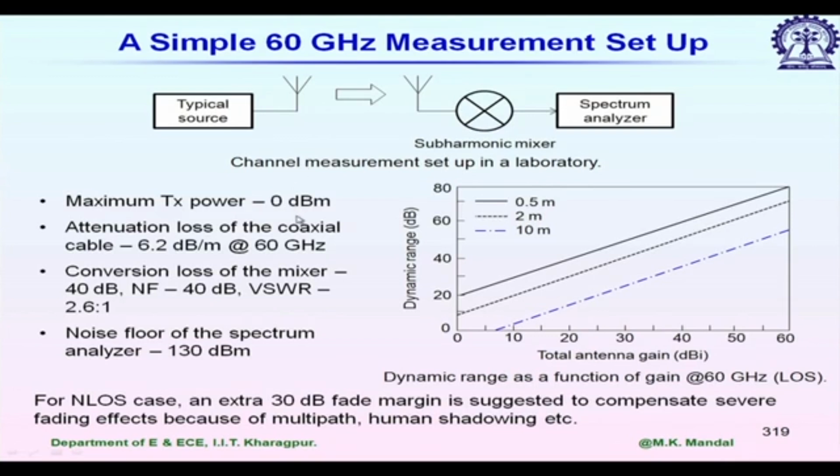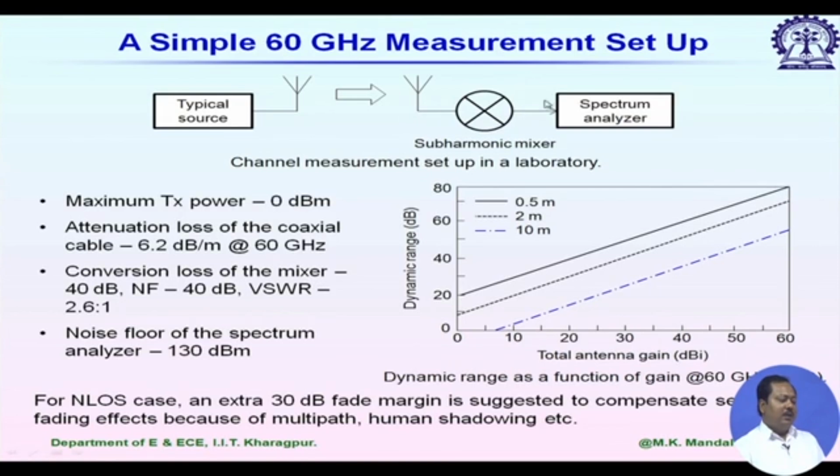A typical 60 gigahertz measurement setup can be anything. For this example, let us say we are going to characterize one antenna which is separated from the transmitting antenna at different distances. We are considering the transmitted power is 0 dBm, that means 1 milliwatt. Attenuation loss of the coaxial cable is 6.2 dB per meter at 60 gigahertz. Then there is the conversion loss of the mixer.